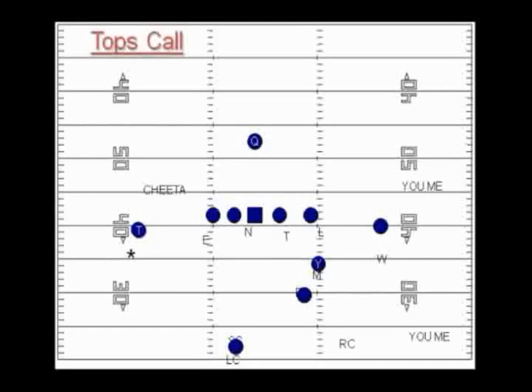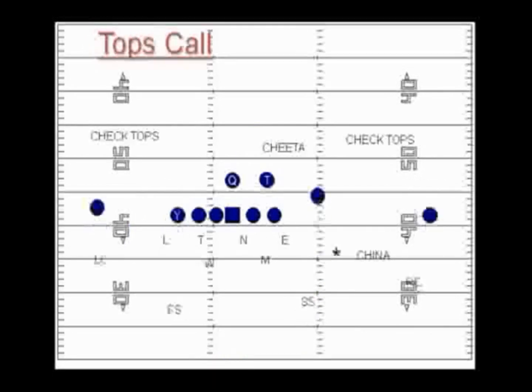Okay, here we go, all at one time again. The star is going to relate to the flat. If he gets a cheetah, 3 to the flat, he takes 3. He relates in. The mic will pick up inside. The wheel relates to 2 to the flat. The corner takes 1 on the vertical on the back side, and the safety will help. And the same thing will match up on the vertical to the front side with the safety and the field corner. So that's our tops call.